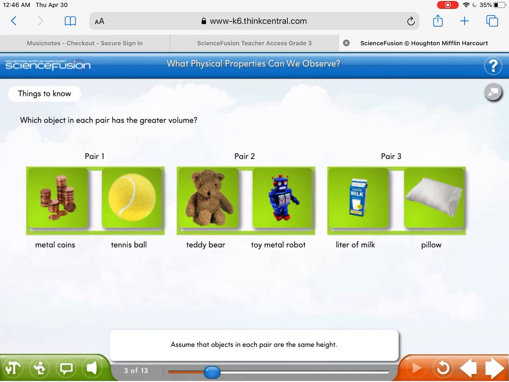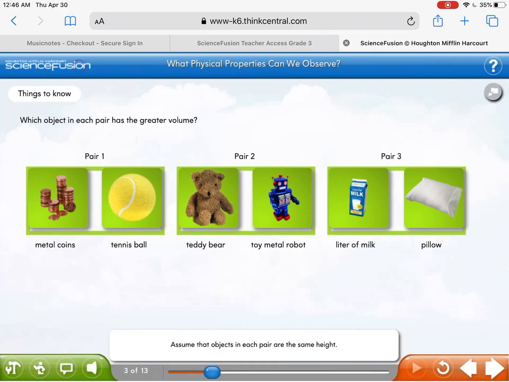So we're trying to figure out which one has the greater volume. And then he reminded us that volume is how much space it takes up. So it's not which one's heavier, which one has more mass. It's which one takes up more space. So in that first picture, we have a bunch of coins or a tennis ball.